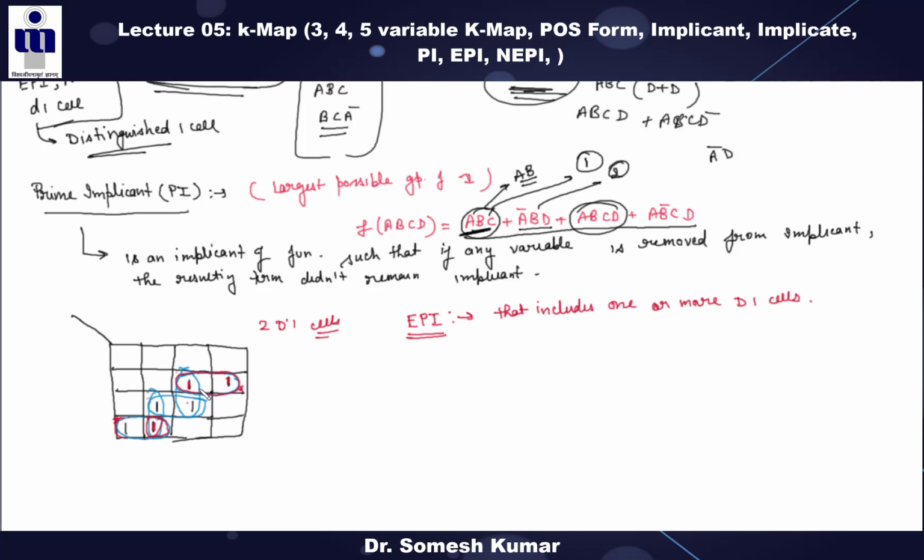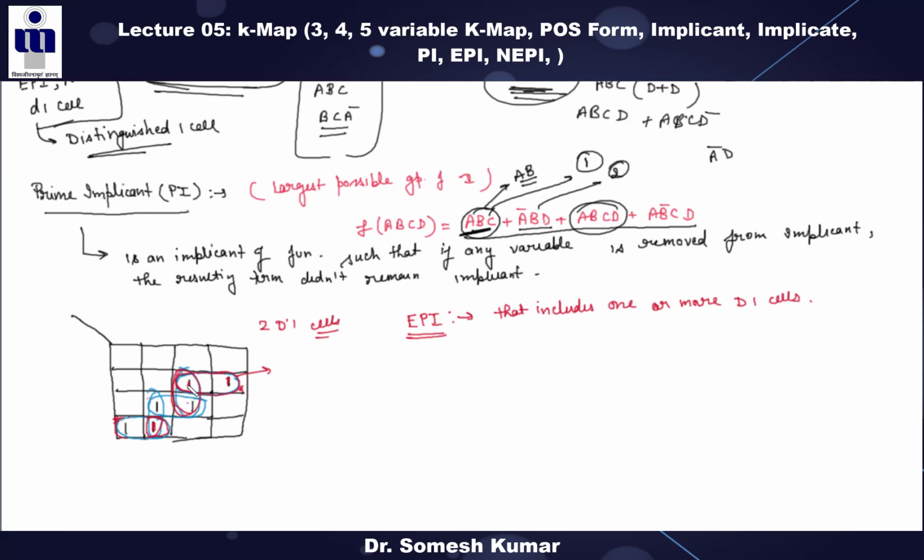100%, right? This pair, you have to write the expression of this pair in the final minimized expression. Now, what about this pair? This pair you can reduce. This is not an EPI, right? This is not an essential prime implicant.